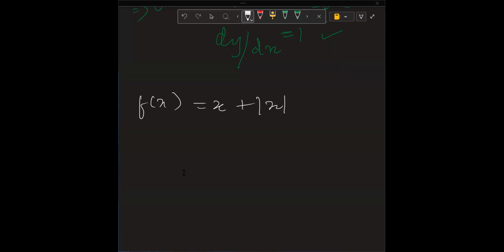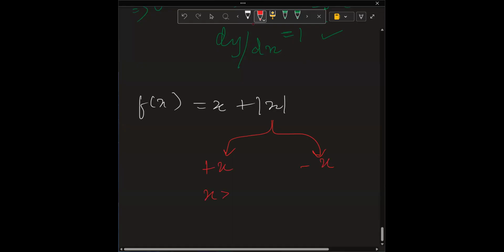OK, देखो मैंने आपको बताया था कि जब भी आपको मॉडुलस मिलेगा, then you have to always focus on the definition of modulus. So modulus is plus x and minus x. This is when x is greater than or equal to 0, and this is when x is less than 0. यही होता है ना?